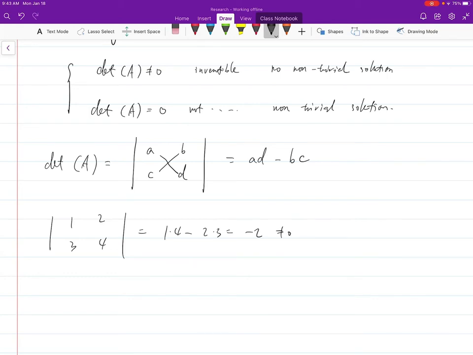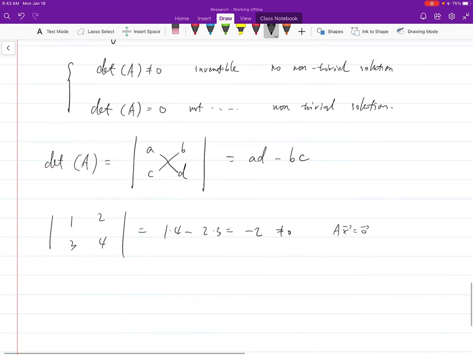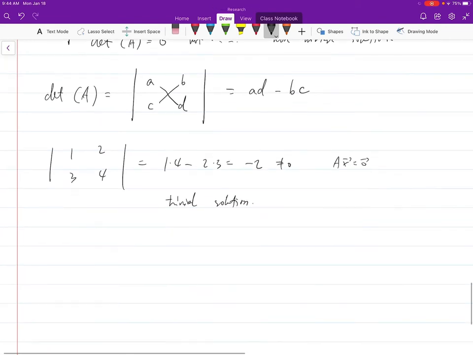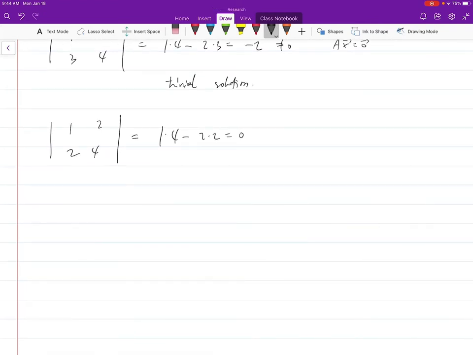This one is invertible. Therefore, if you solve Ax equals 0, it will only have the trivial solution. Okay. Now 1, 2, 2, 4. This is going to be 1 times 4 minus 2 times 2 equals 0. Because the determinant equals 0, therefore Ax equal to 0 has a non-trivial solution.